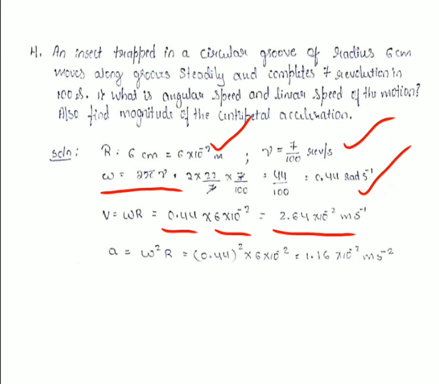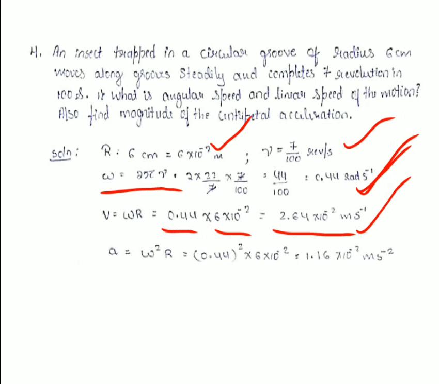2.64 into 10 raised to minus 2. Okay. So omega, the value of angular speed, is how much? 0.44 radian per second. And the linear speed value is 2.64 into 10 raised to minus 2 meter per second.